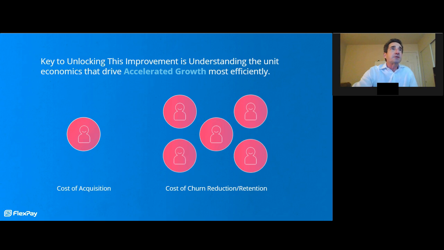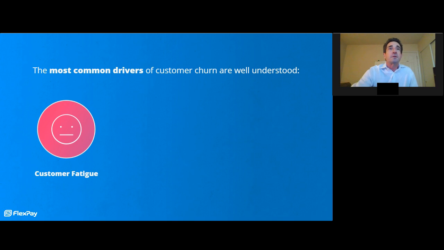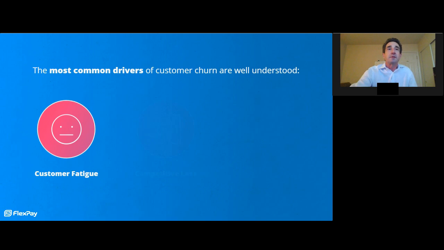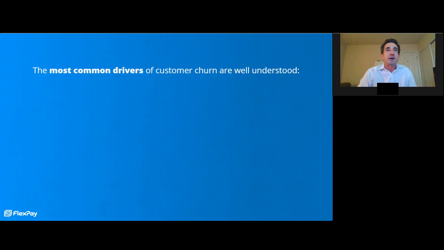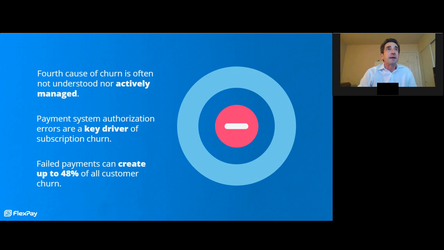So let's talk about churn at a much deeper level. The most common drivers of customer churn are pretty well understood, and these are probably areas where you focus your business and try to improve. Of course, customers get tired and will cancel subscriptions because they no longer have a need for the product or service. Sometimes there are losses to competitors, where the customer finds another option they like better, and so they'll leave your business. And then lastly, they may have an issue with their business or a bad brand experience that caused them to cancel their subscription. These are all often, for many subscription companies, understood and well managed.